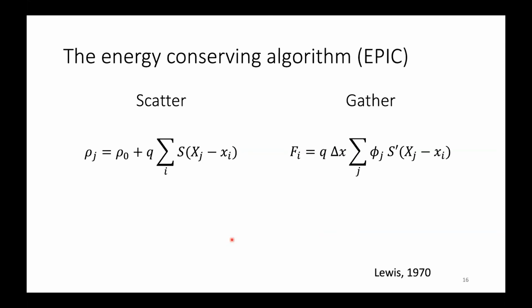Well, how about an energy conserving algorithm? So in this energy conserving algorithm that we're going to call EPIC for this presentation, we use the same scatter step. However, for the gather, instead of gathering or interpolating electric field values, we interpolate electric potential values. And instead of using the same shape function, we use the derivative of the shape function, and the derivative of this with respect to this coordinate xi.